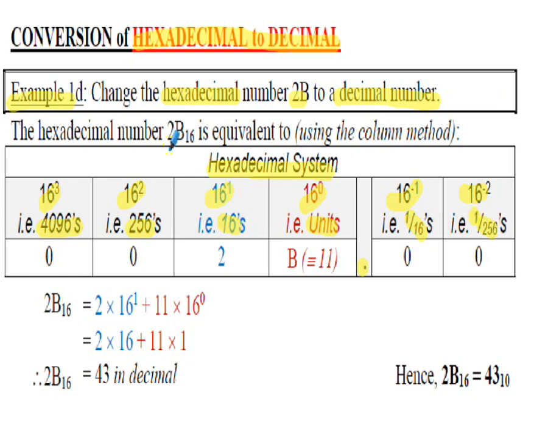So in the question we're given the hexadecimal number of 2B, base 16, so that will be 2 16s and B, which is equivalent to 11 16s to the 0, or units. So 2B base 16 will be 2 times 16 to the 1, plus 11 times 16 to the 0 from the above table, or it's basically 2 times 16 plus 11 times 1. So therefore 2B in hexadecimal is 43 in decimal, or 2B base 16 is equal to 43 in base 10.